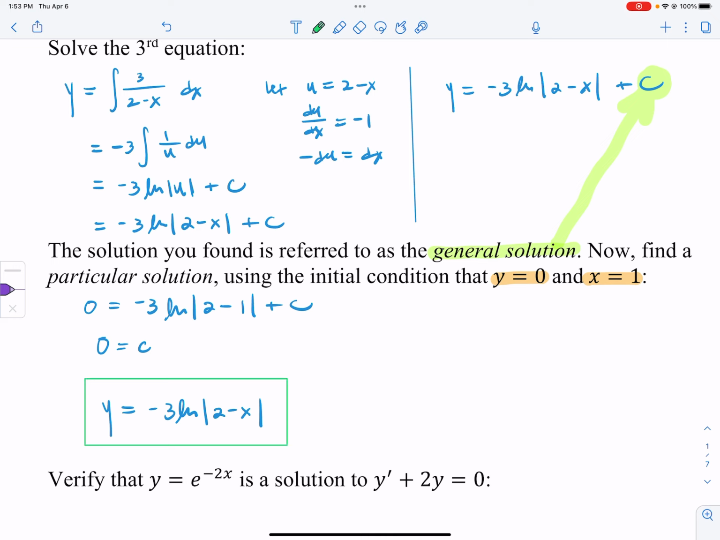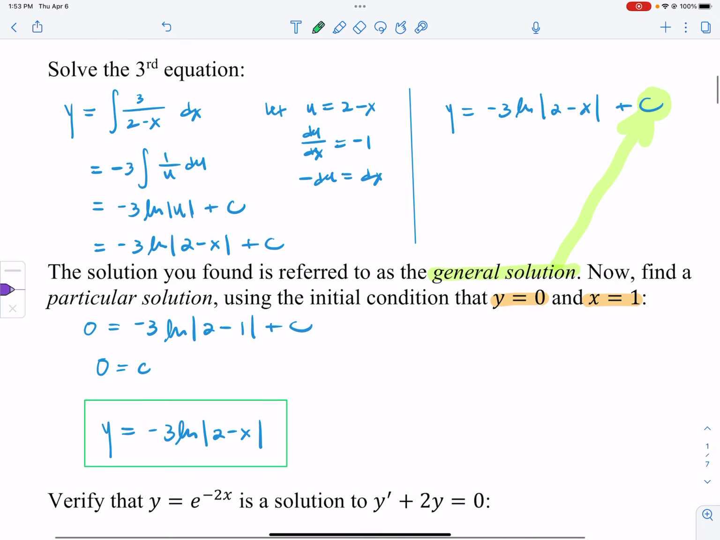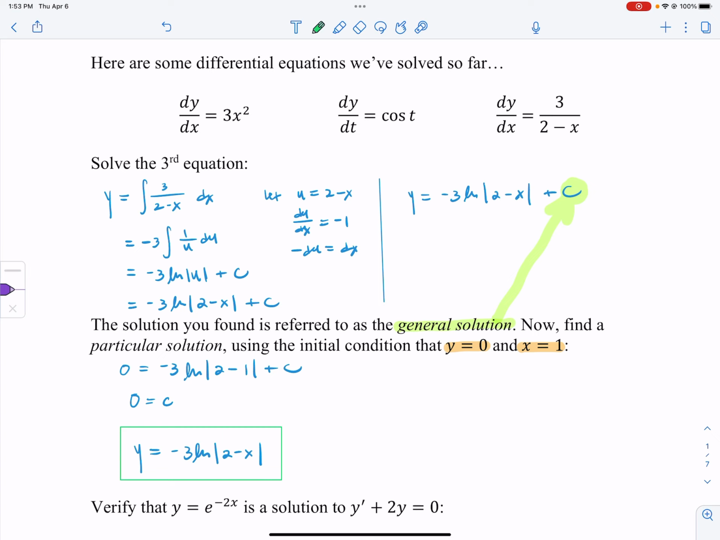So this is the graph. This is the equation whose graph would pass through the point (1, 0) and also has a derivative of 3 over 2 minus x.